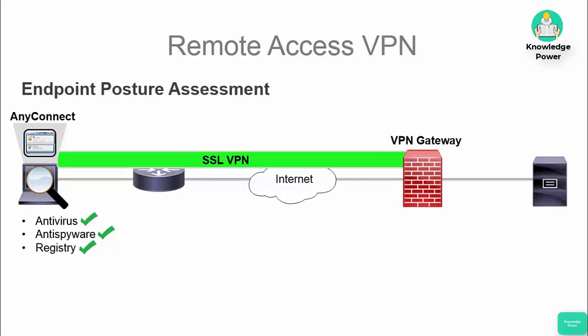An example of how you could use posture assessment would be if you only wanted VPN clients to be able to connect if they had up-to-date antivirus, or if you had secret files or registry entries installed on company assets that could be verified during the posture assessment.